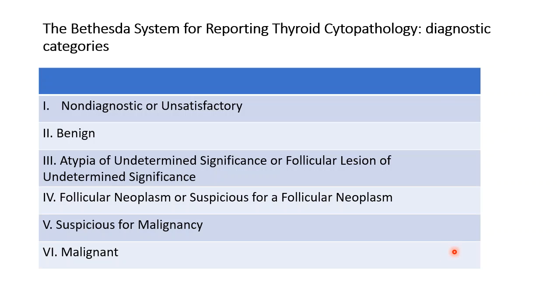So you can see 3 of these categories have 2 names: non-diagnostic or unsatisfactory, AUS/FLUS, and FN/SFN. Any of these two nomenclatures can be used in each of these categories. However, each lab should choose one of the names in each category. Both the names should not be used by the labs. For example, if you want to say non-diagnostic, you stick to non-diagnostic. If you want to say unsatisfactory, you stick to unsatisfactory. Both the terms should not be used by a lab.